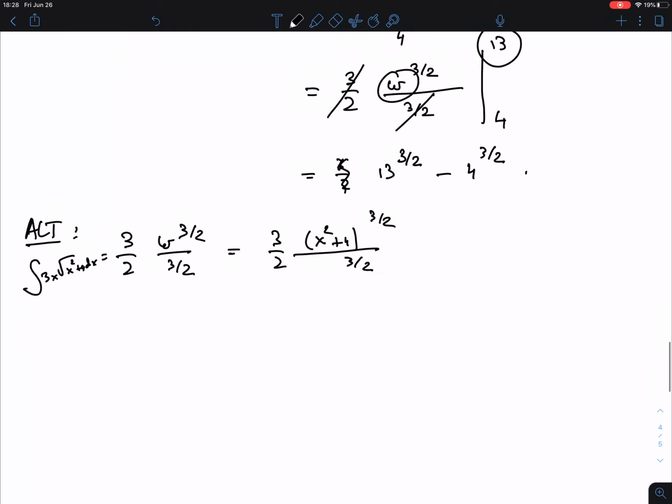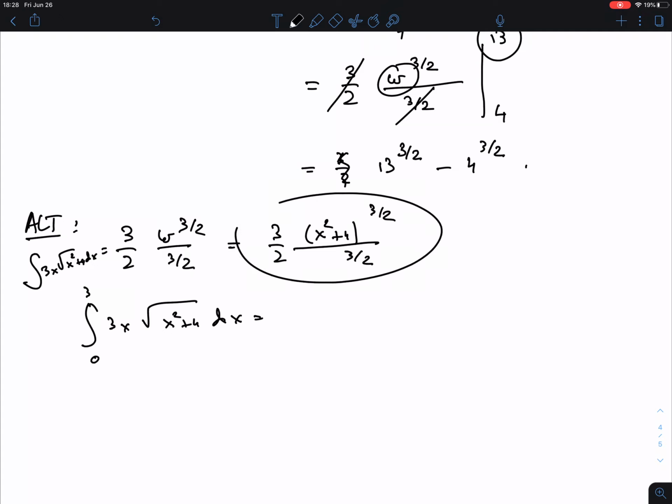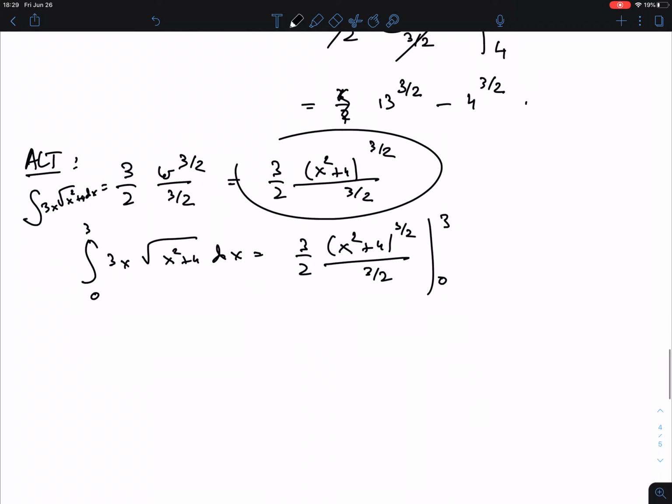Okay, that's the antiderivative. And now the definite integral, so that was from 0 to 3 of 3x times x squared plus 4 dx. Well, that is this antiderivative, and then you plug in the endpoints. Which endpoints? Well, the x endpoints. What are the x endpoints? Well, 0 and 3. Now you might say, this is going to give me something totally different.